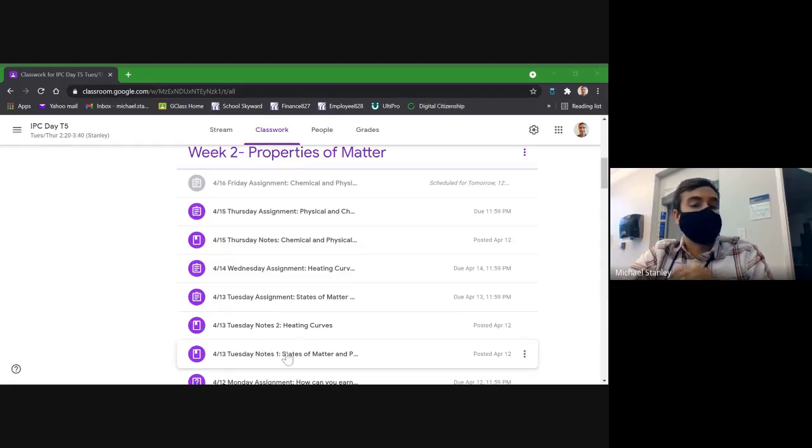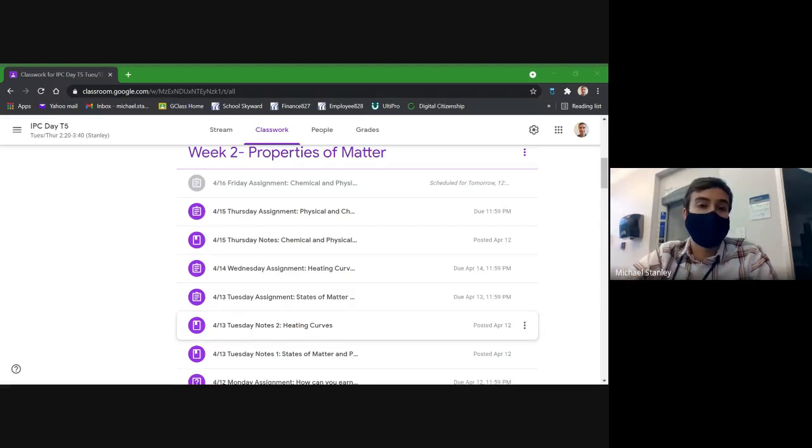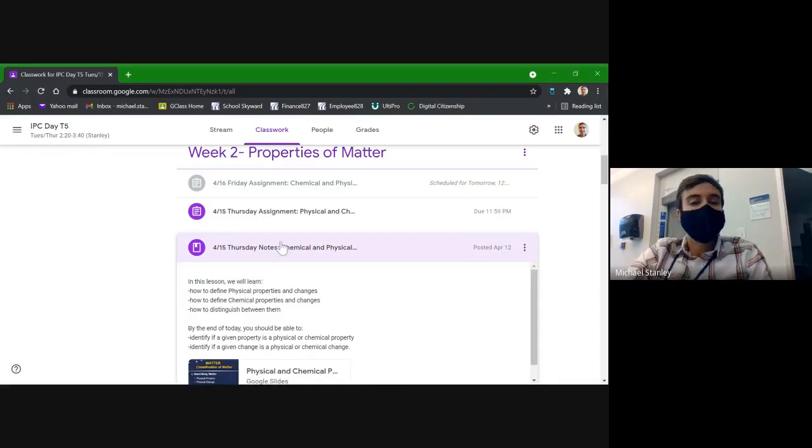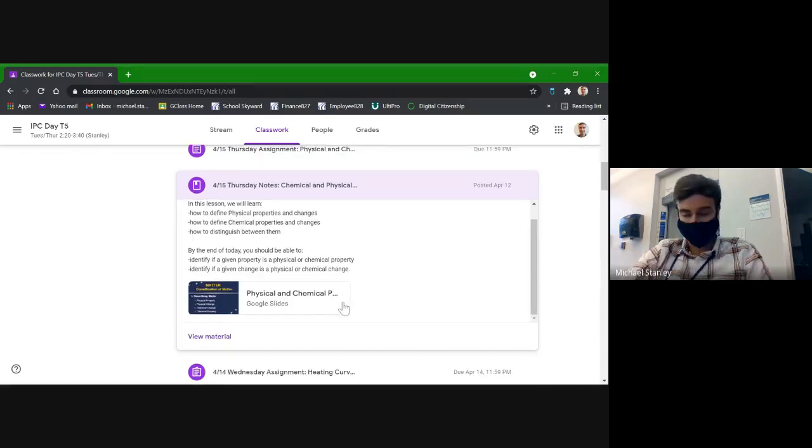So Tuesday, we talked about our states of matter, the different phase changes that matter can go through, going from a solid to a liquid to a gas to a solid and vice versa. We went through that heating curve where as we heat up our matter over time, there's periods where it's heating up and periods where the temperature is staying the same as we're going through one of those phase changes. And so today, we are talking about chemical and physical properties and changes.